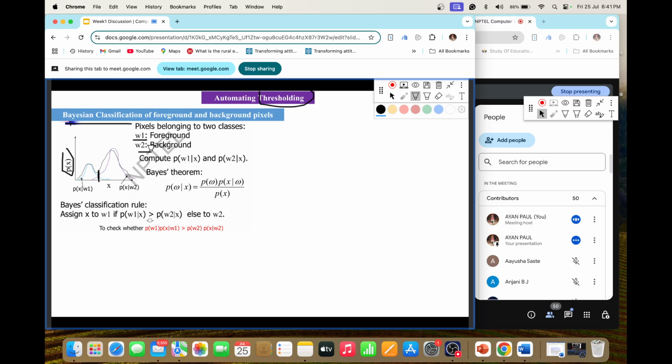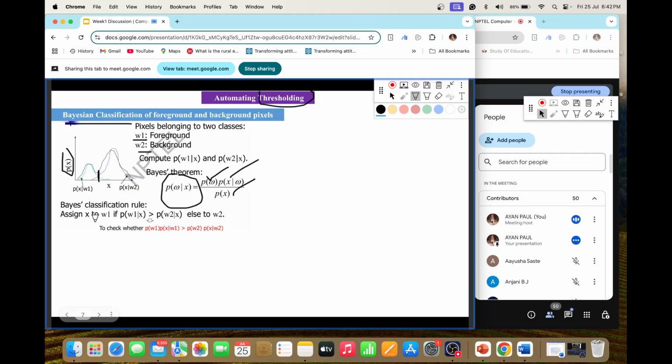Now Bayes theorem, you all know: P of class given the pixel equals probability of the class times probability of the pixel given the class, divided by the probability of the pixel. This is the Bayesian classification. Why do we do Bayesian classification? Because P(W), P(x|W) and P(x) we get to know, but P(W|x) is difficult to find. That is why we use Bayesian classification.